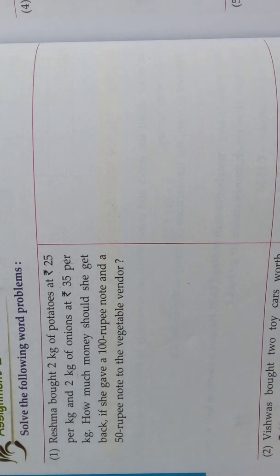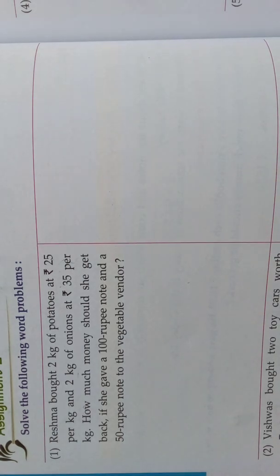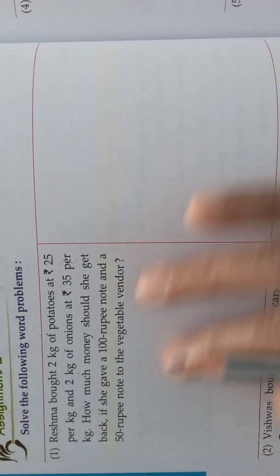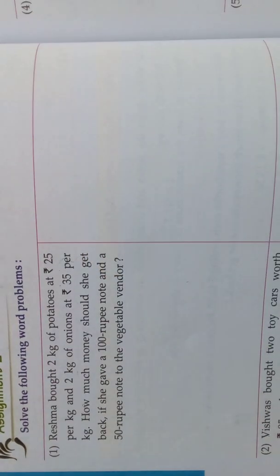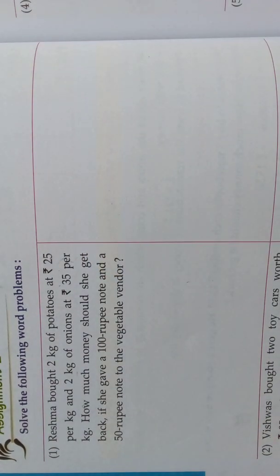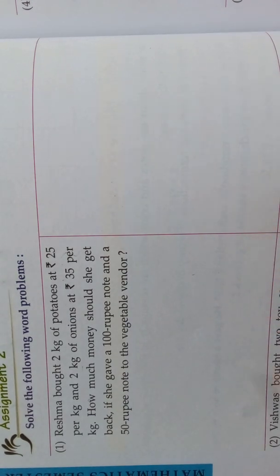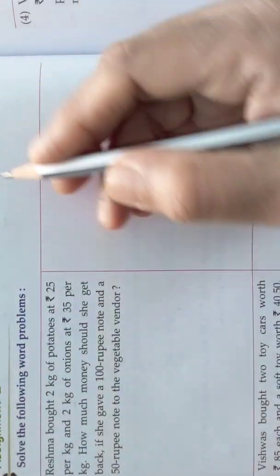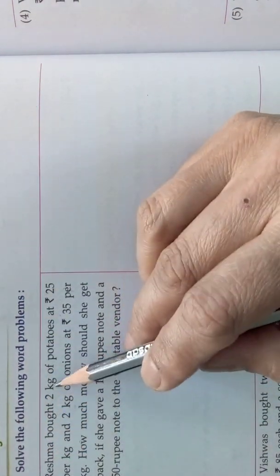Okay, that we should find. So for that what should we do? What is the operation? You read it? Now you understand what you should do. First you should find the total amount, for how much money Reshma bought the vegetables. Come, we'll see. Reshma bought 2 kg of potatoes at 25 rupees per kg.